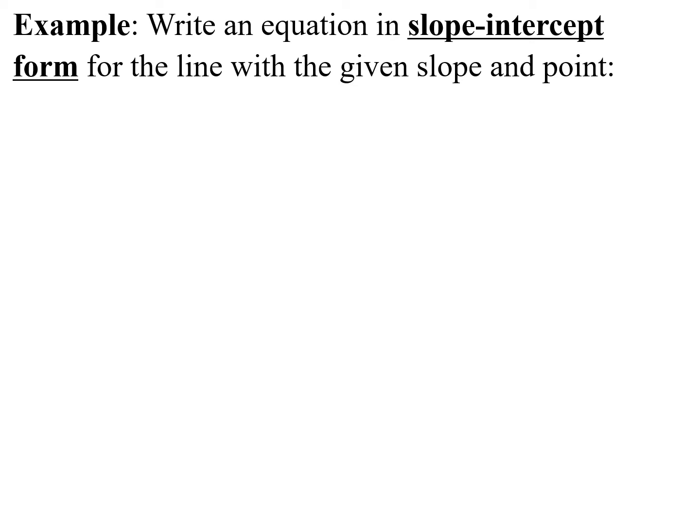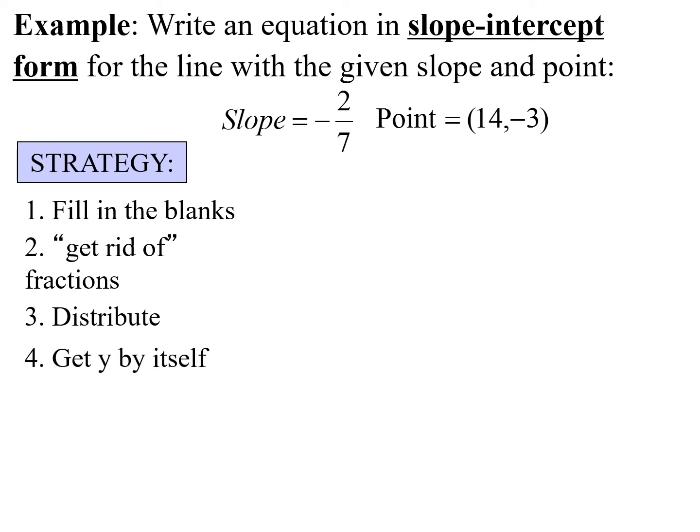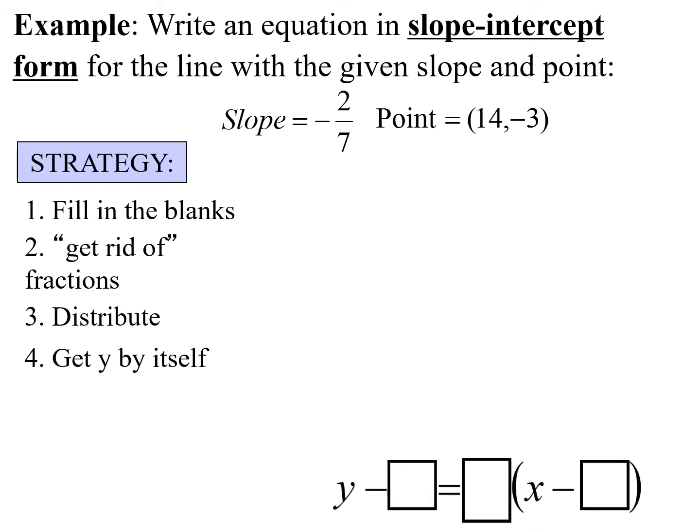All right, let's go ahead and write an equation in slope-intercept form for the line with the given slope and point. So our slope is -2/7 and our point is (14, -3). So our strategy is to fill in the blanks, get rid of the fractions. We see that we have one with the slope. Distribute, and then get y by itself, because in slope-intercept form, we want y equals.